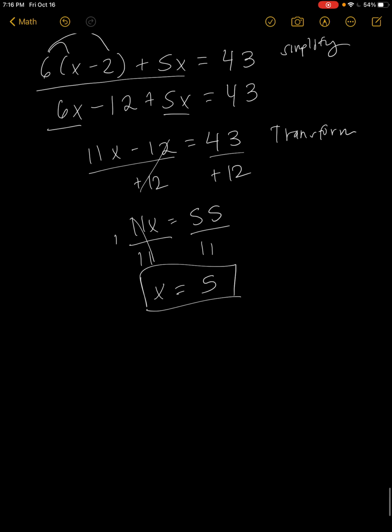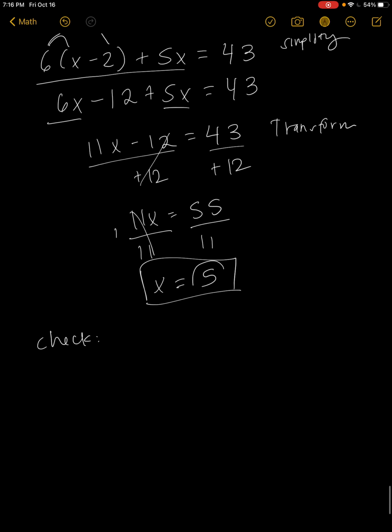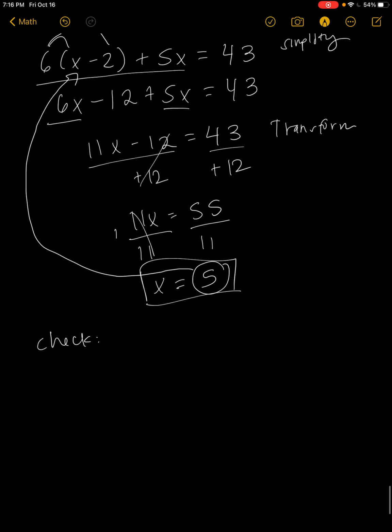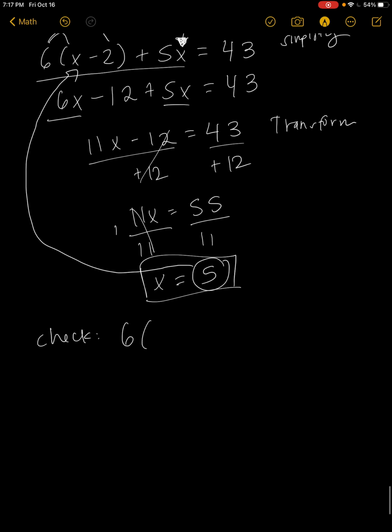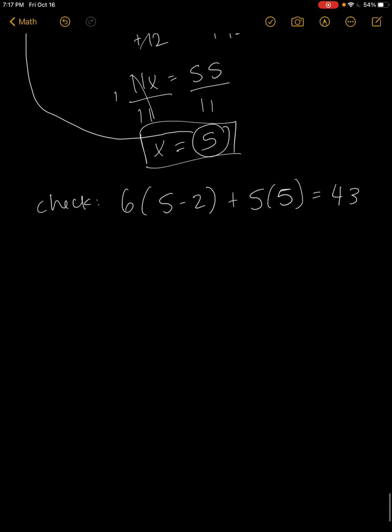So x equals 5. And I guess we haven't done a check in a while, but you can always check. What I'm going to do is plug, since x is 5, they're equal to each other. That means I can plug it into x. And I have to plug it in every time x shows up. So it shows up twice in the original, right? So 6 times 5 minus 2 plus 5 times 5 should equal 43. So let's check. Let's make sure that comes out to 43.